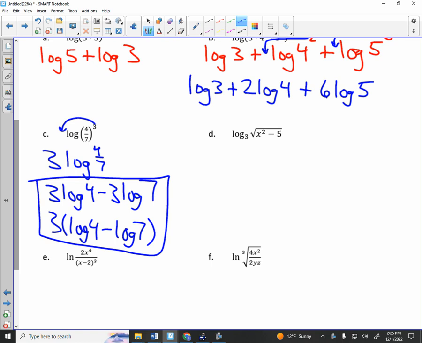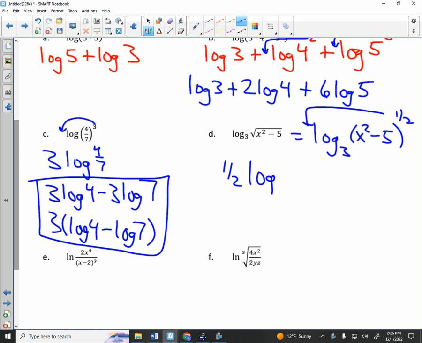Okay, the next one. What would you do here? How would you start? Good. 1/2, I heard. We're going to take log base 3 of x squared minus 5, and we're going to raise that to the 1/2 power. Now that you recognize that, what are you going to do? Yep, take that 1/2 and dump it out front. So it becomes 1/2 log base 3 of x squared minus 5.